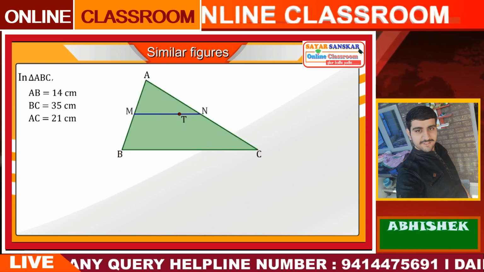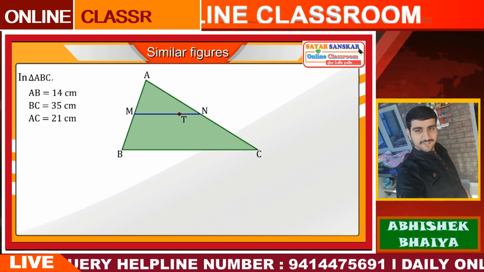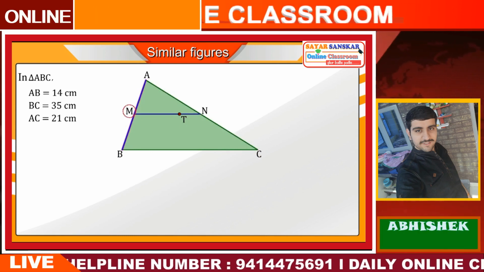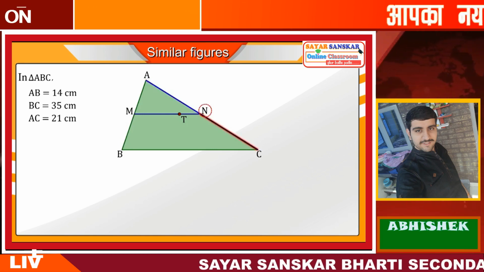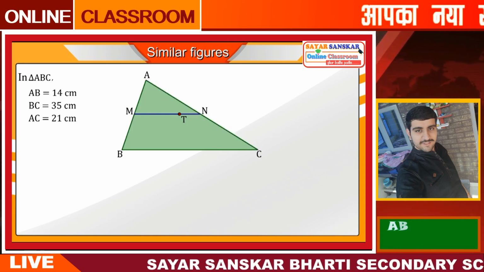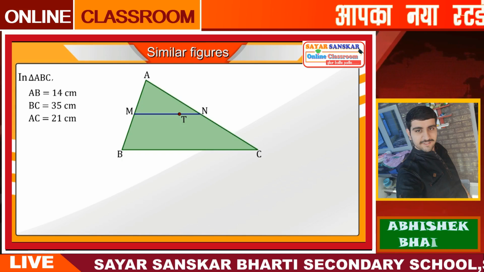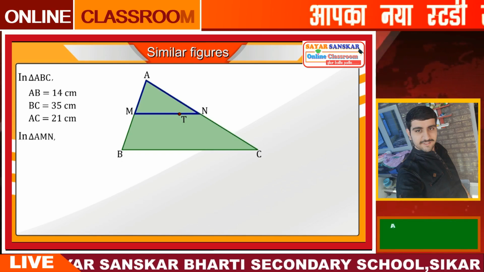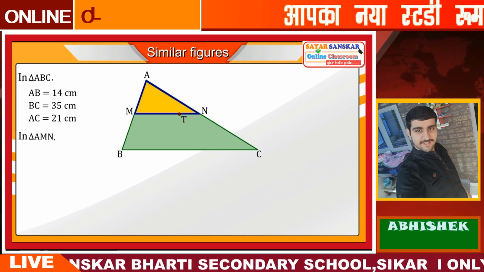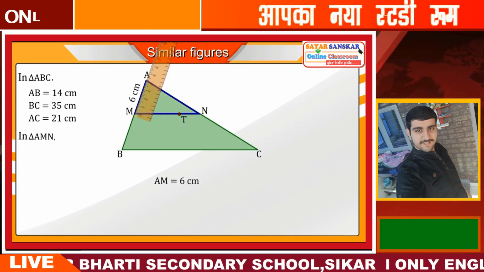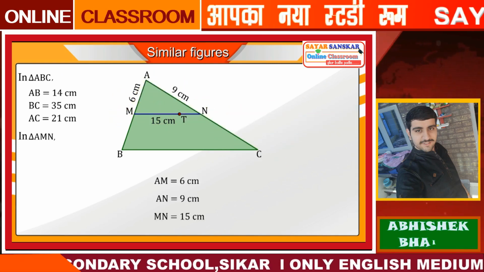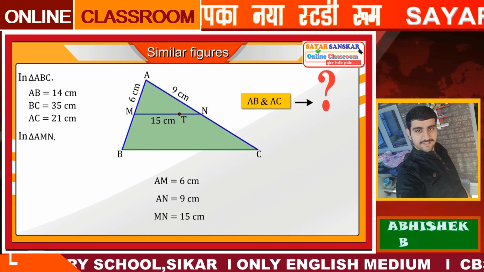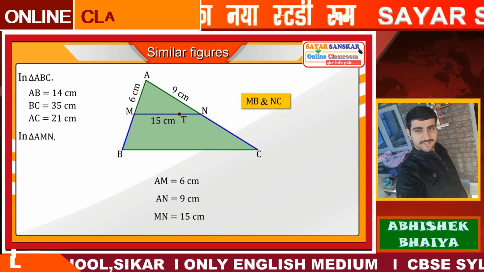Point M divides the side AB into two parts, AM and MB, and point N divides the side AC into two parts, AN and NC. As you can see here, we get a new triangle AMN. If you measure the sides of triangle AMN, AM measures 6 centimeters, AN measures 9 centimeters and MN measures 15 centimeters. Can you comment on the sides AB and AC? Can you find the length of sides MB and NC?